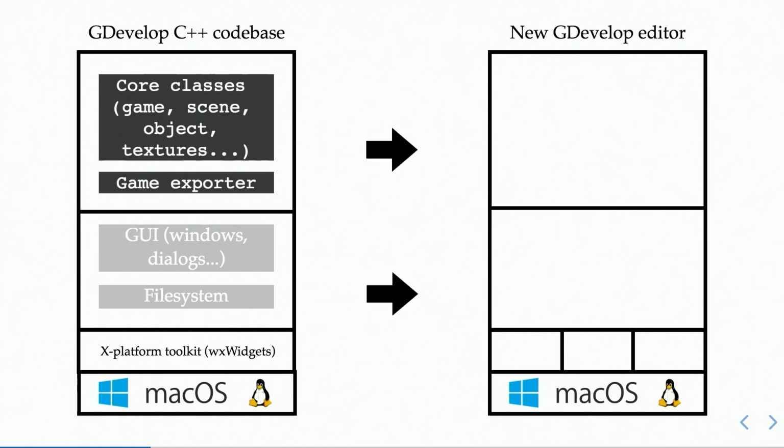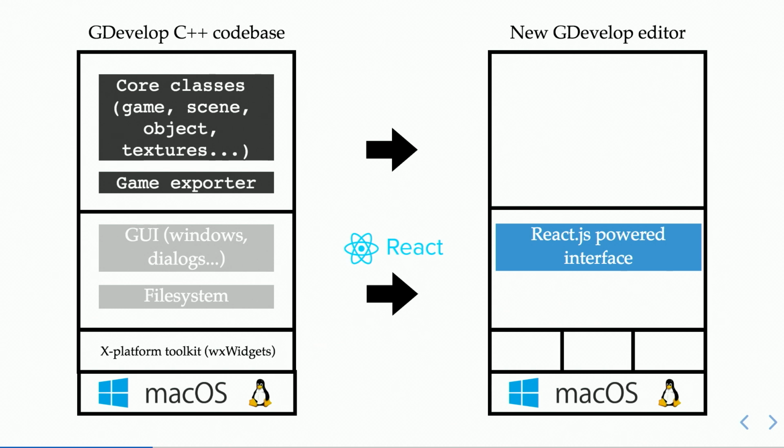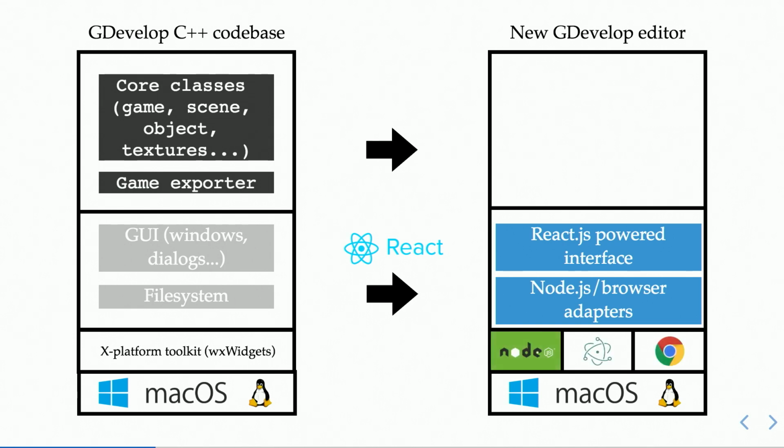For example, instead of using this UI toolkit, we could instead go and use React, for example, and have for the file system Node.js or browser adapters to write to files so that it could run on Node.js, Chrome, or something like Electron so that you have a desktop application.